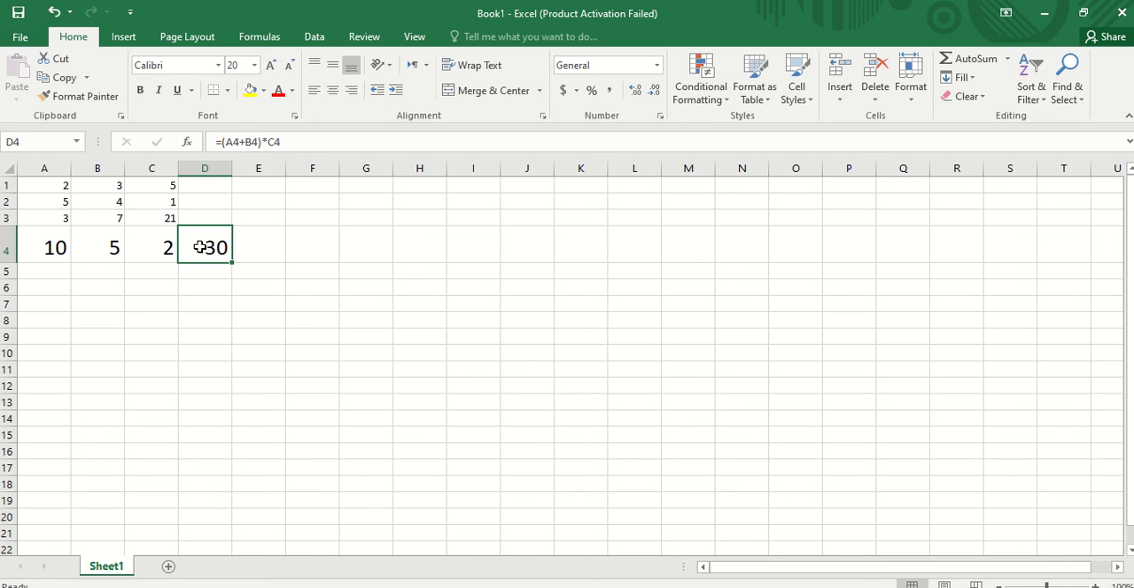If you calculate, the answer will be the same, because we did A4 plus B4, and the answer is multiplied by C4. If we add these two numbers, 15 and 15, multiplied by 2, it is 30. So this calculation we did with the formula. Like this, you can do big calculations in the same way.